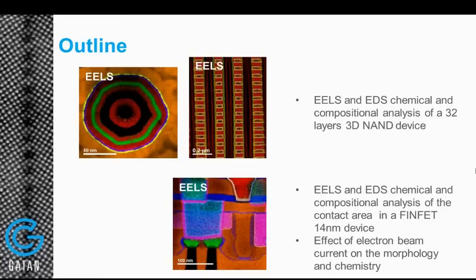This is basically the outline of my presentation. As I said, we'll mostly be talking about two different sets of materials. In this particular case, you see 3D NAND devices. This one is a 32 layer device, so it's one of the very latest, probably until a couple of months ago. Then I will switch to a different topic. We'll talk about 14 nanometer FinFET devices. In this particular case, we'll do mostly chemical analysis across the contact area.